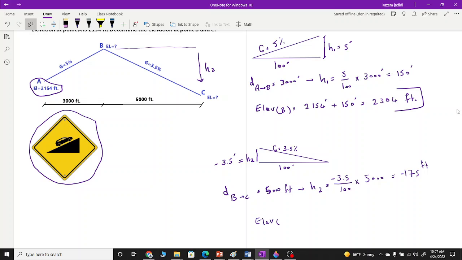Then elevation at point C is going to be elevation at point B minus that, because we are moving from B to C. So 2,304 minus 175, and both of them are in feet. And if you solve it, it's going to give us 2,129 feet, which is elevation at point C.